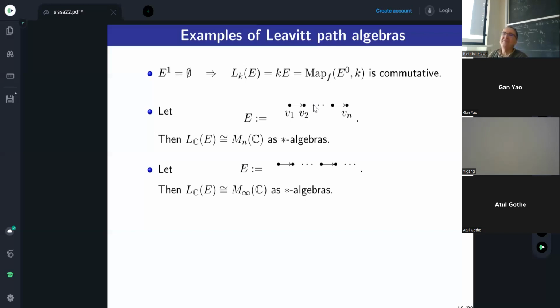So how about marching off to infinity to the right? We have a graph that is a simple path, but it goes to infinity. It has infinitely many edges and infinitely many vertices, so the algebra is not unital. And now, guess what? The Leavitt path algebra is the star algebra of all finite rank matrices. And of course, the algebra of all finite rank matrices is non-unital. You don't need compact operators. So here, the C-star algebra and the Leavitt path algebra are different. Now, if I would complete it, I would get, of course, compact operators.